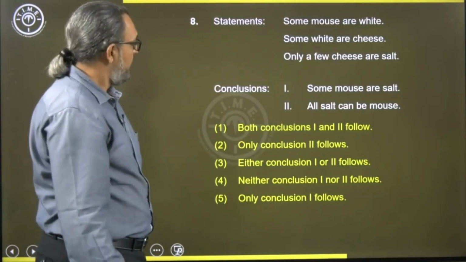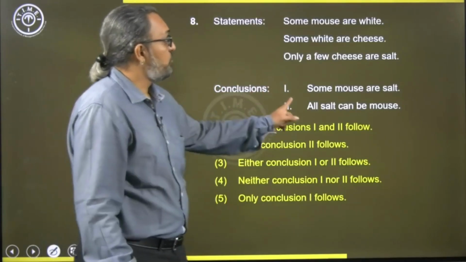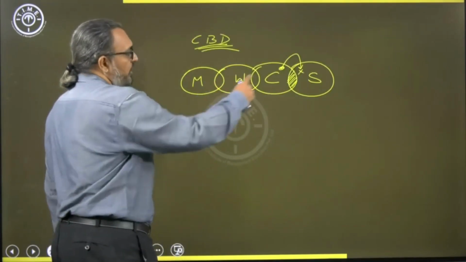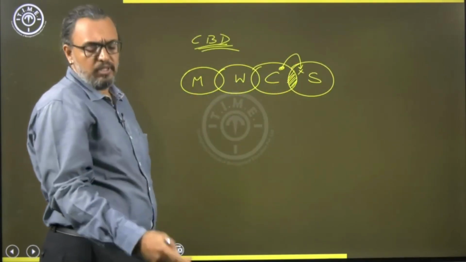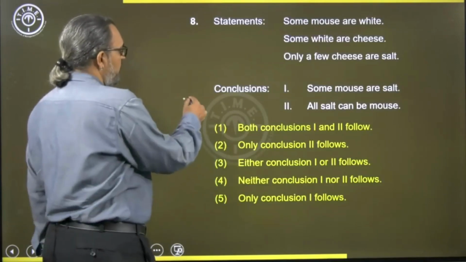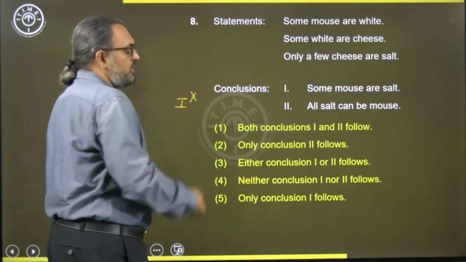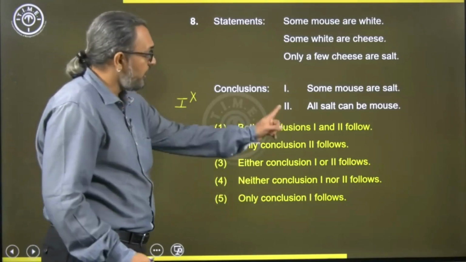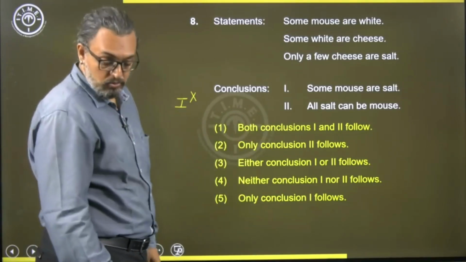Okay. Now coming to the conclusions. First one is some mouse are salt. Now tell me, is there any overlap between M and S? No. So it is a positive conclusion. It never satisfies your combined basic diagram. So it does not follow. Correct? The second one, all salt can be mouse.